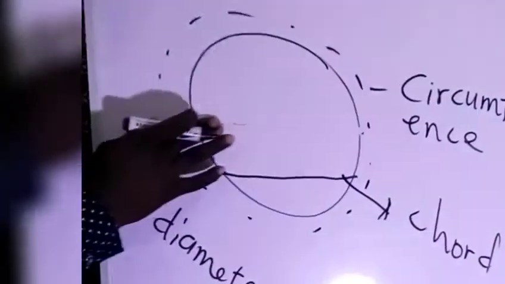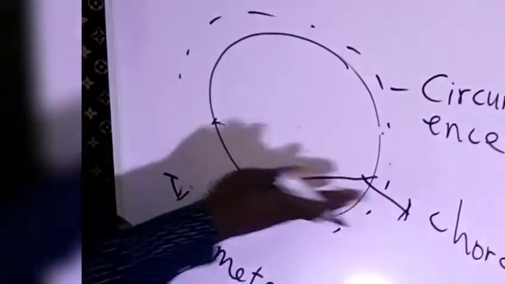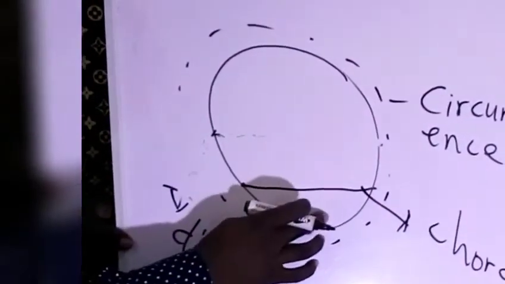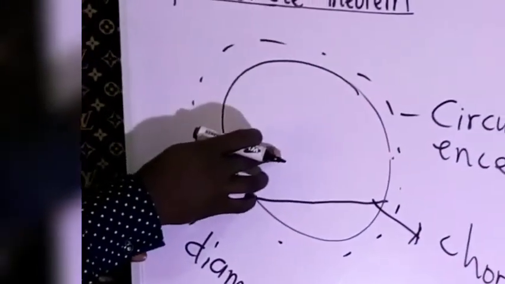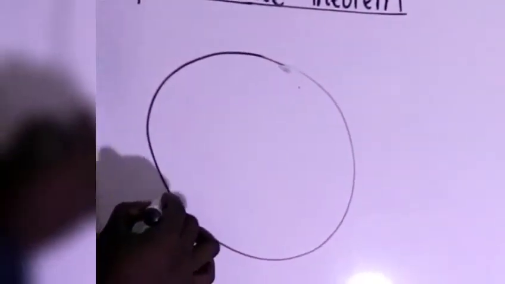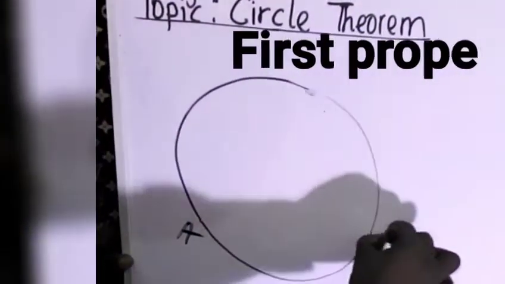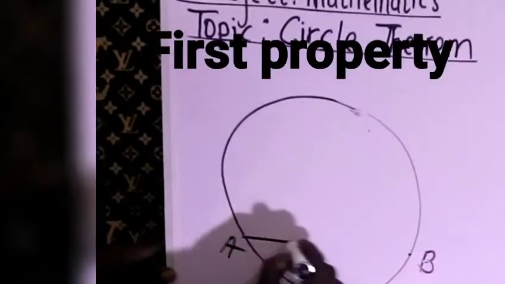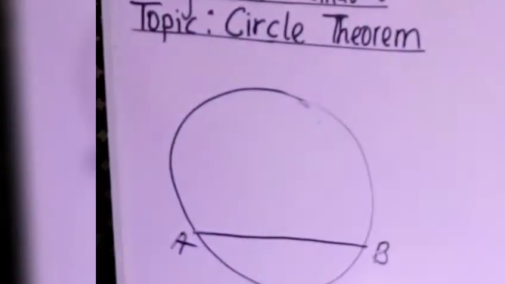So let me clean this. Now, when a chord divides a circle into 2 parts, this part is called a segment, and this part is also called a segment. So we have point A and point B, and we've already learned our chord. So the line joining the 2 points is called a chord.